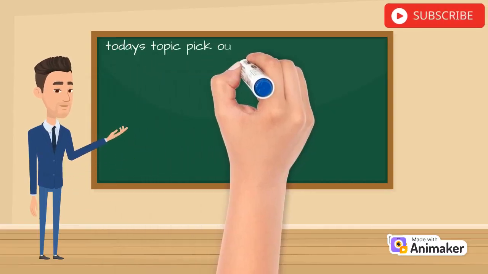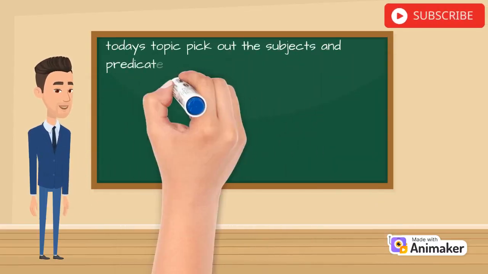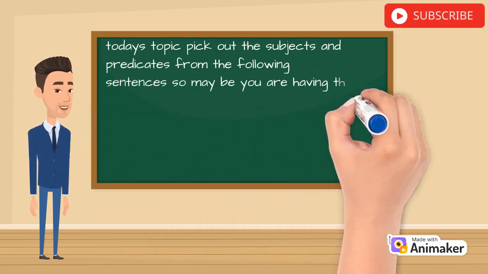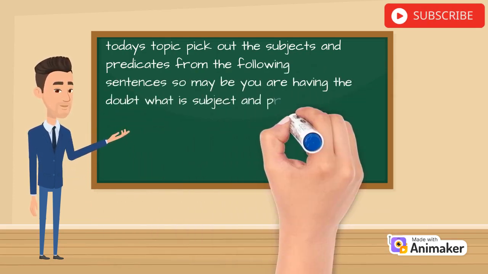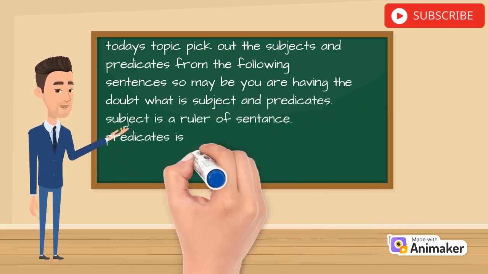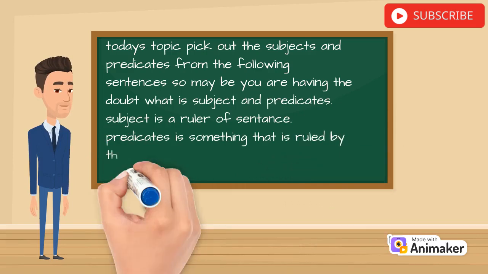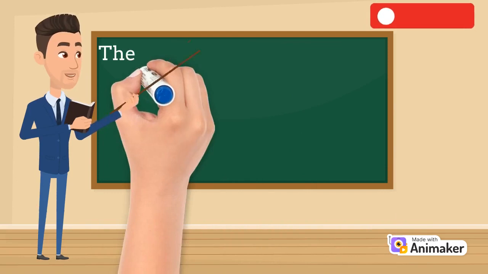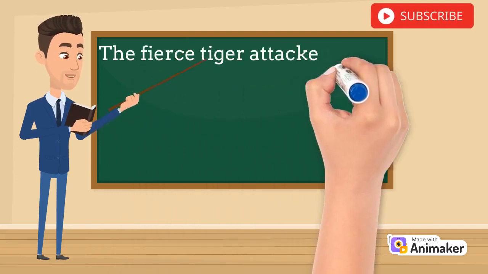Today's topic: pick out the subjects and predicates from the following sentences. So maybe you are having doubts: what are subjects and predicates? The subject is the ruler of the sentence. The predicate is something that is ruled by the subject. For example, verb plus object equals predicate. So now, find the subject in this sentence.